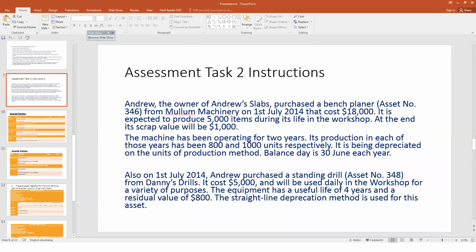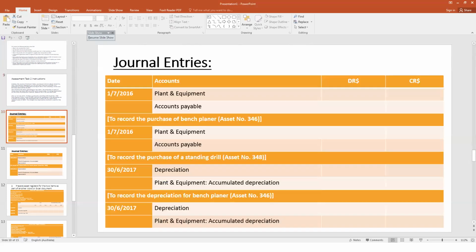And again, if we go back, we have a different asset. The number was 348. So these have almost the same treatment. Asset is debit, that means plant and equipment is debit, and you have to pay the money. So your money is going out. So that's why accounts payable is credit.